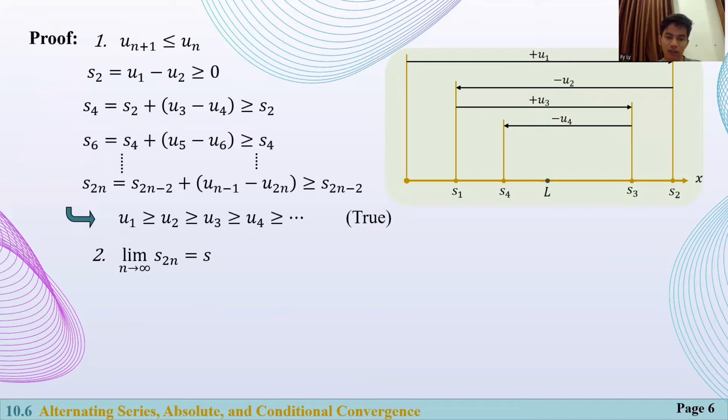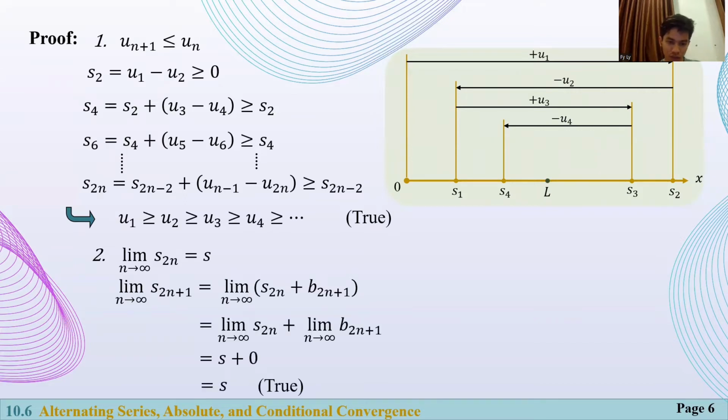Second, the convergent series must approach some definite number, which is S. So let's start with the limit as n goes to infinity of s sub 2n plus 1, which equals the limit of s sub 2n plus the limit of u sub 2n plus 1. The limit of s sub 2n is equal to S, and the limit of u sub 2n plus 1 is equal to 0. So the limit is equal to S. It is true.